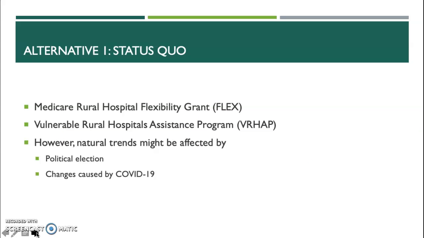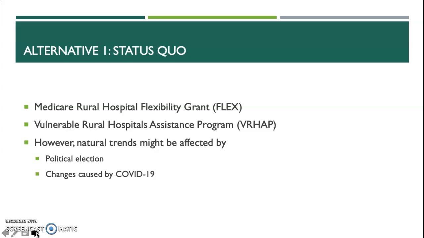So here is the first alternative, which is the status quo. I will talk about two current programs to deal with this policy problem in the US, and they are the FLEX program that I mentioned before, and also the Vulnerable Rural Hospitals Assistance Program.